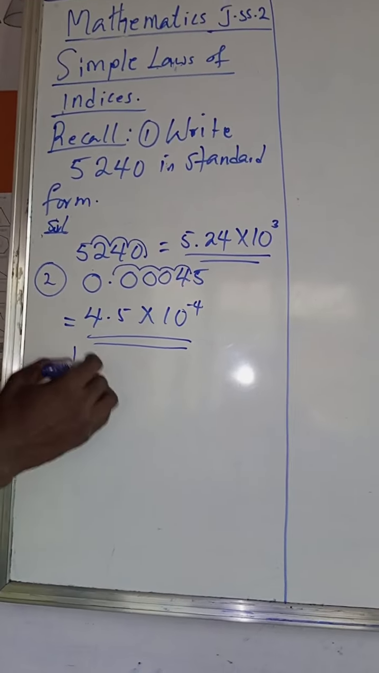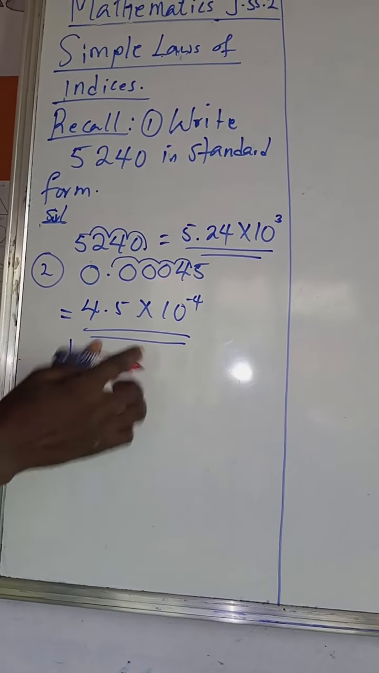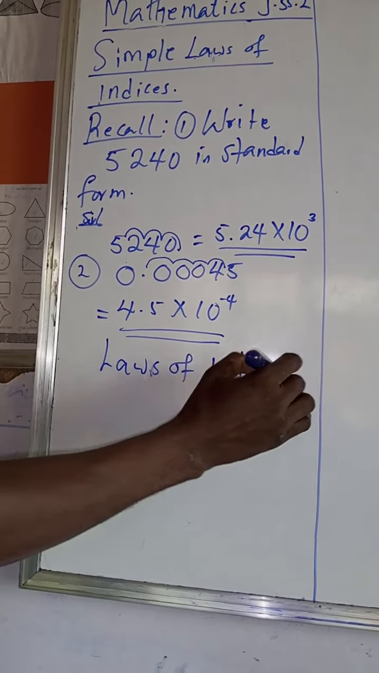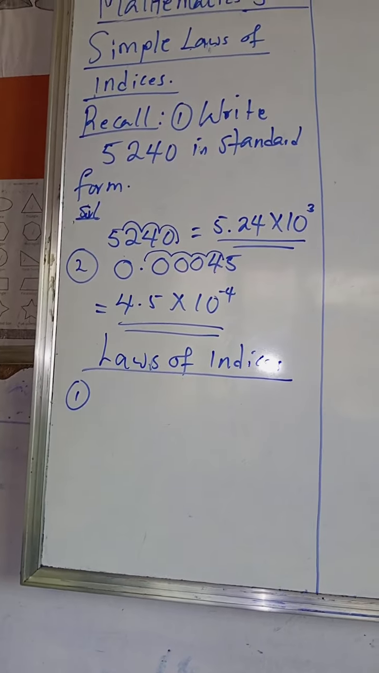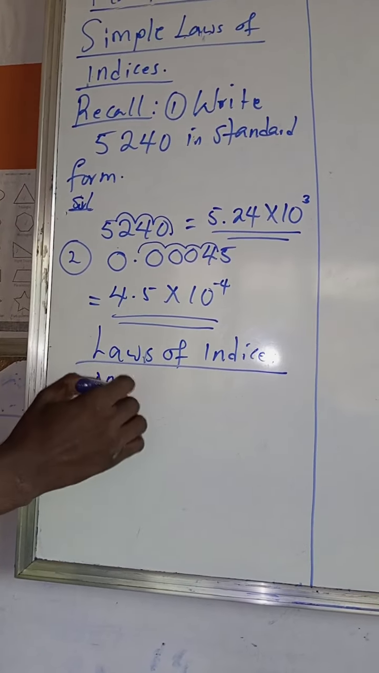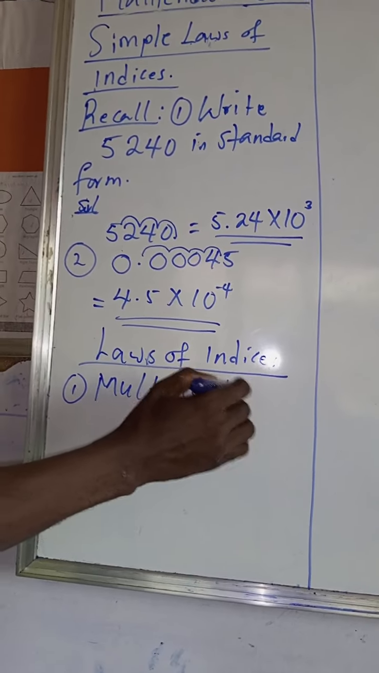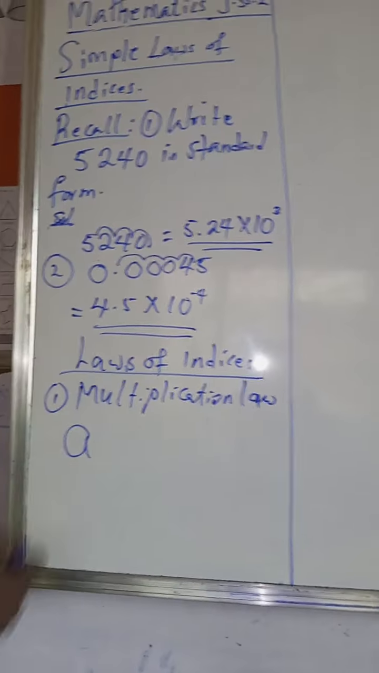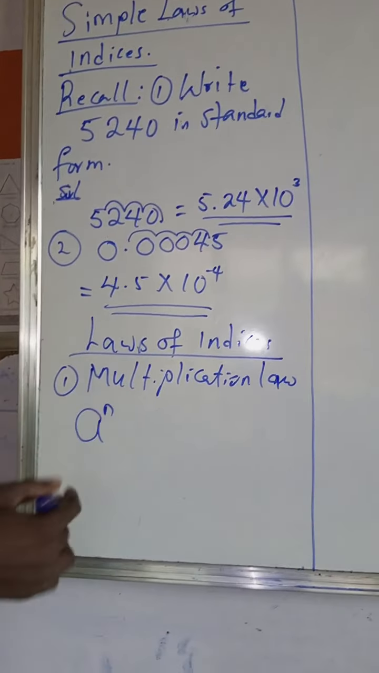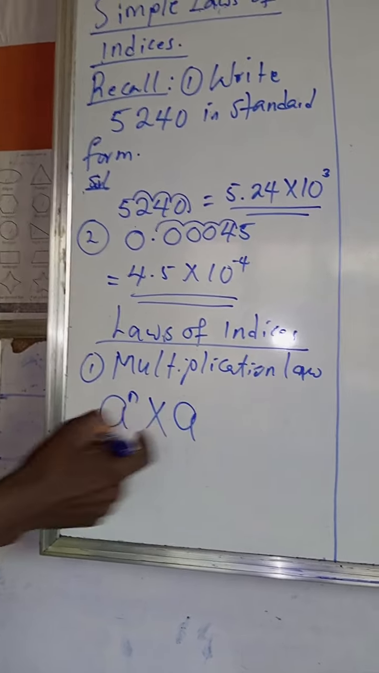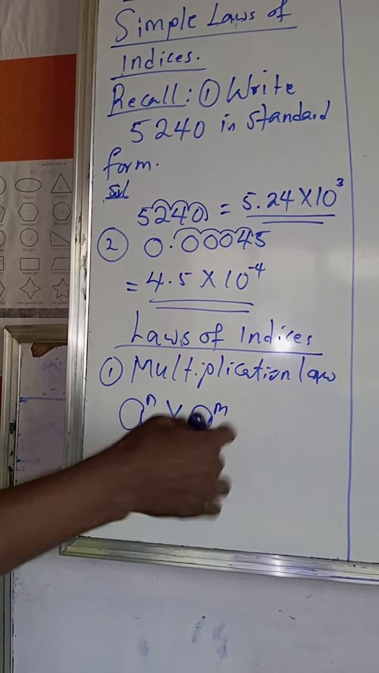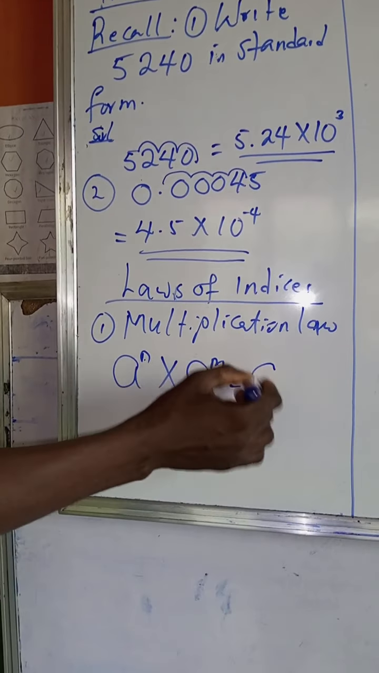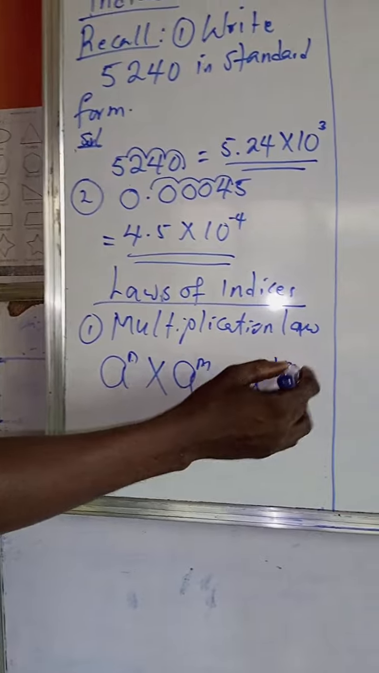Let's look at some laws of indices. Law of indices. Number one, like I said, is the multiplication law. The multiplication law is when a variable raised to a power is multiplied by the same variable raised to another power. What we do is just add their powers, so a to the m times a to the n gives a to the m plus n.